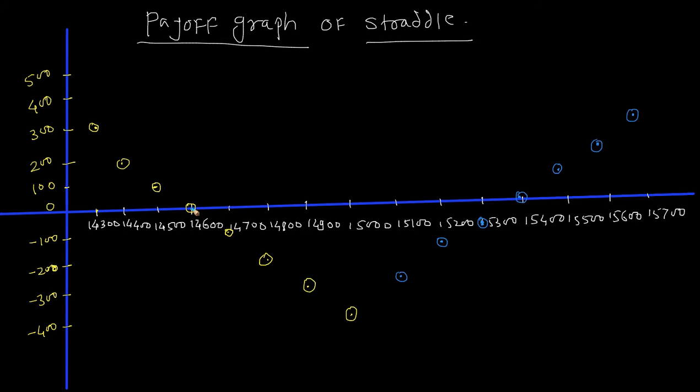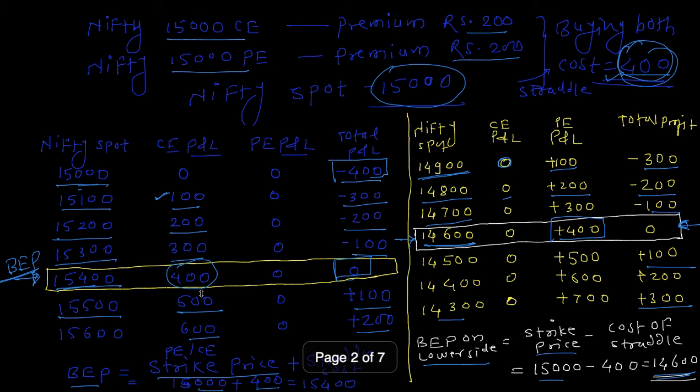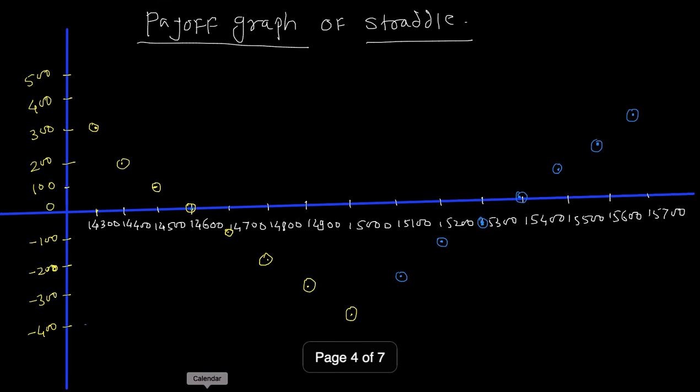But as we move up, when we go to 14,700 we have a loss of minus 100 rupees. At 14,800 we have a loss of minus 200. At 15,000 we have maximum loss, that is of 400, right? Now, as we move further, at 15,100, we have a loss of 300. And our loss decreases as we move up. And at 15,400, we have zero loss, zero profit.